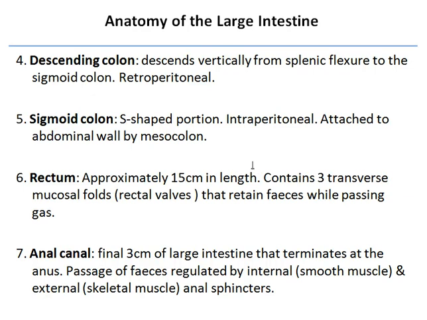So if gas is passed, the rectal valves prevent the feces coming out. When feces is removed, it's passed through the anal canal. That's the final 3 centimeters of the large intestine that terminates at the anus. And the passage of the feces through this region is regulated by a couple of layers of muscular valves. There's an internal and external one, and it's the external one, made of skeletal muscle, that you control through voluntary control. So you consciously control the release of this valve so you can determine the point of defecation.